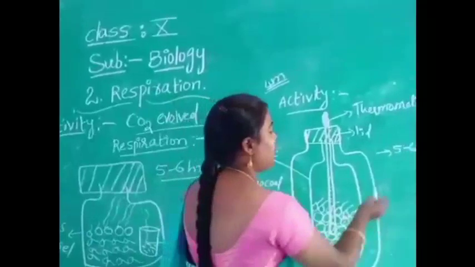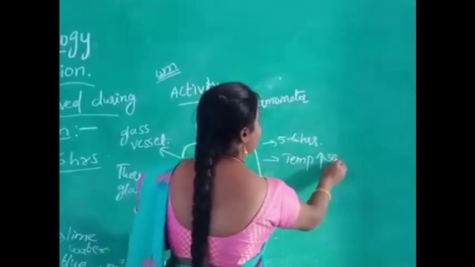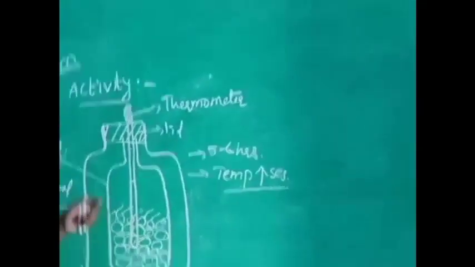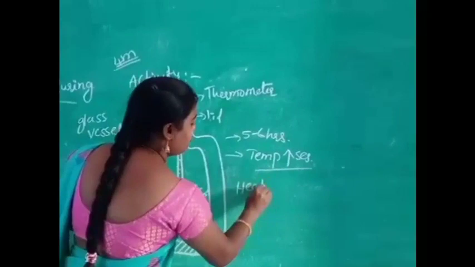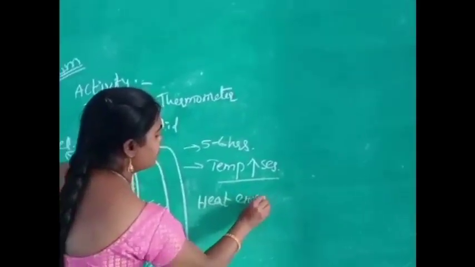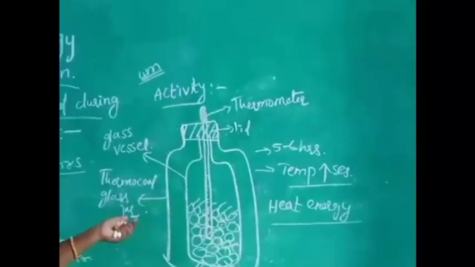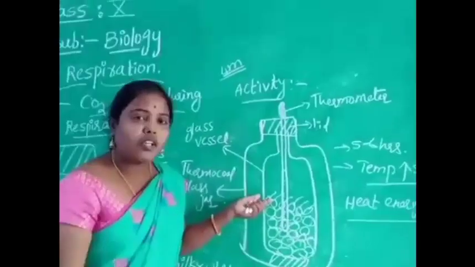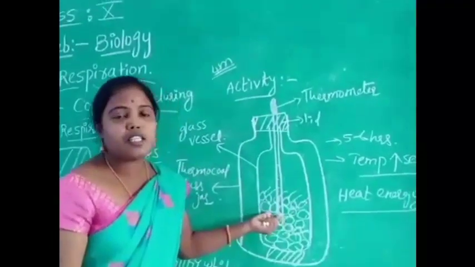Okay, here what happened now? The temperature also increases in thermometer. So it shows what? Heat energy. The heat energy which is released during respiration process. From this activity, what we understood? The heat energy which is releasing during respiration process.